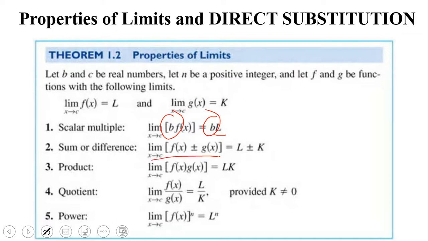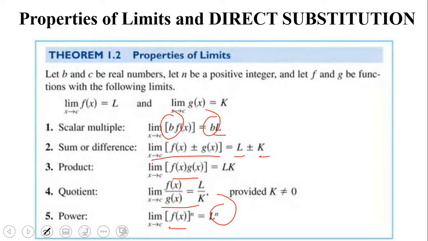Let's say you're trying to find the limit of a couple things being added and subtracted. Plug it into each, find each individual limit, and add them up. If you're trying to multiply limits, find them each and multiply them. Quotient property says divide them. Power property says find the limit and then raise it to whatever the exponent is.